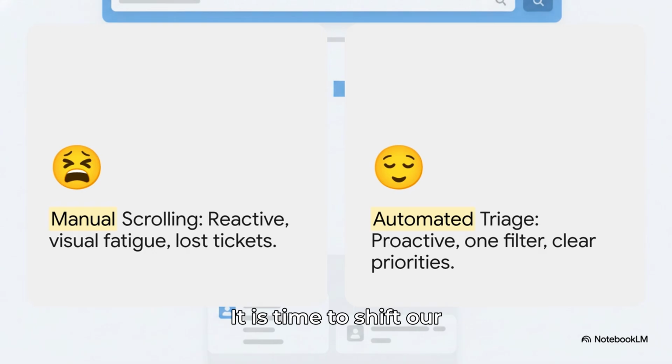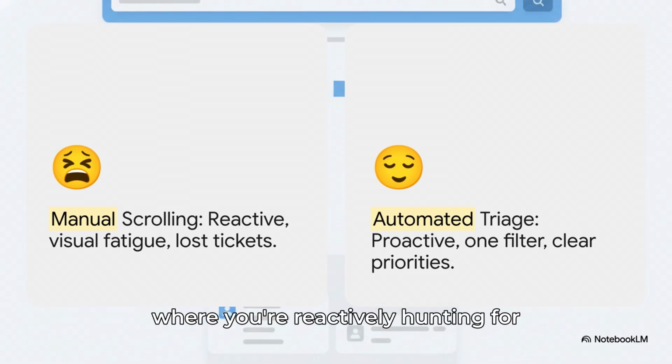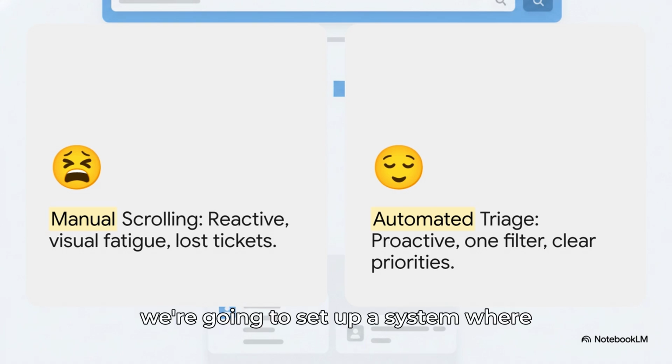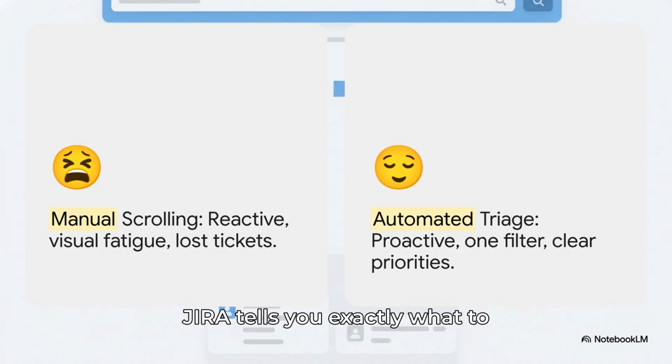It is time to shift our mindset and our workflow. We absolutely have to transition away from manual scrolling, where you're reactively hunting for work and fatiguing your eyes, and move to automated triage. Instead of you searching Jira, we're going to set up a system where Jira tells you exactly what to prioritize first. By using just one or two custom filters, we bring clear priorities and a whole lot of calm to your day.